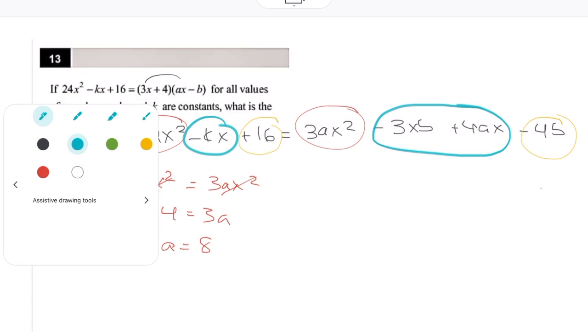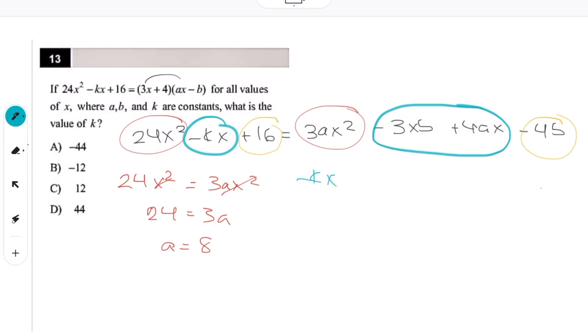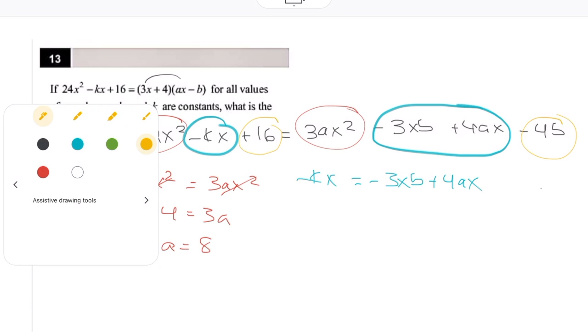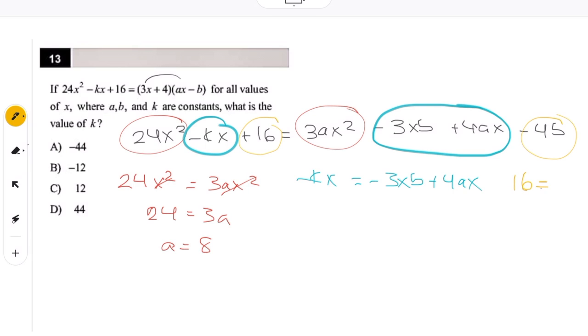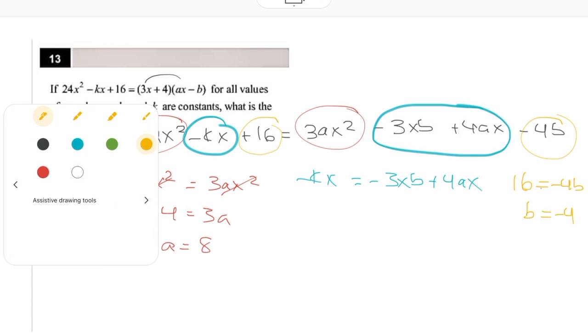For the second one, we have negative kx is equal to negative 3xb plus 4ax. We can't do anything there yet, so we'll get back to that. And we also know that 16 is equal to negative 4b. That means that b is equal to negative 4. Now let's plug in all these values and solve.